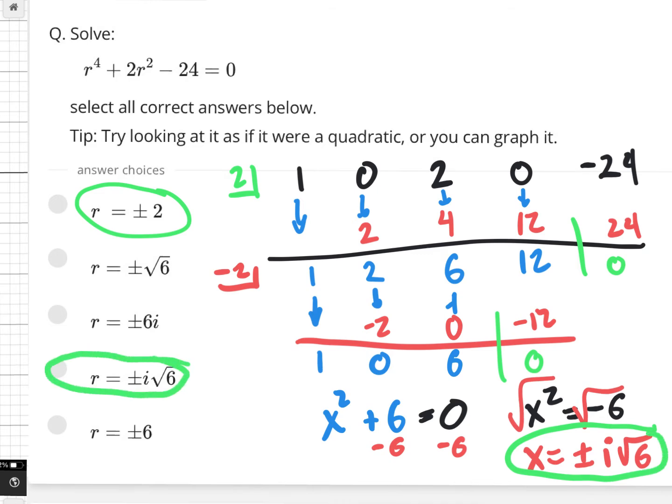So this fourth degree equation actually has 4 answers. 2 of them are real. We saw them on the graph, +2 and -2. The other 2 are imaginary.